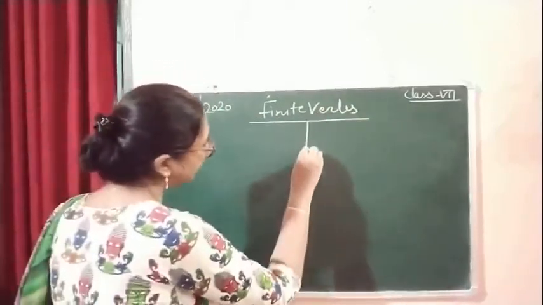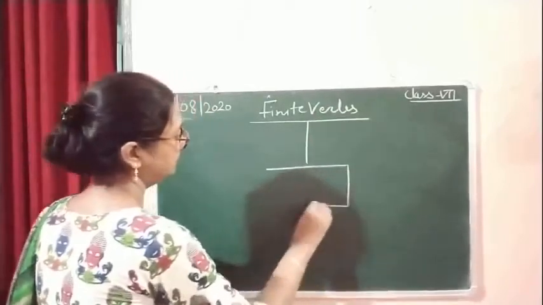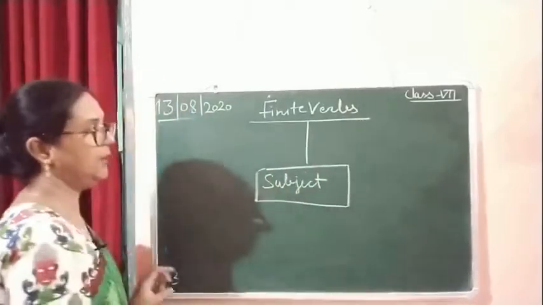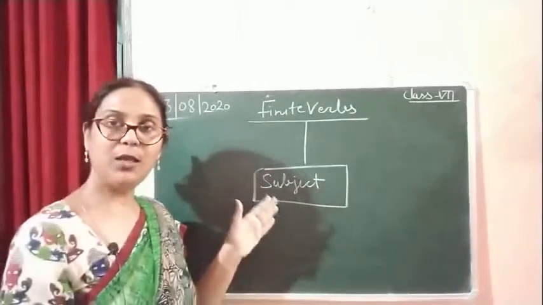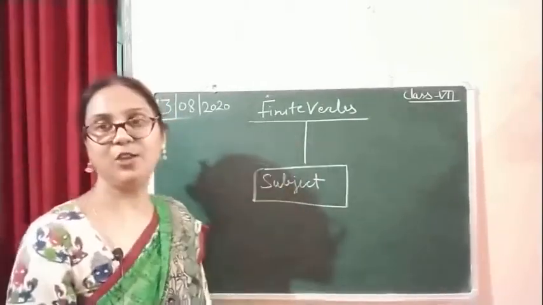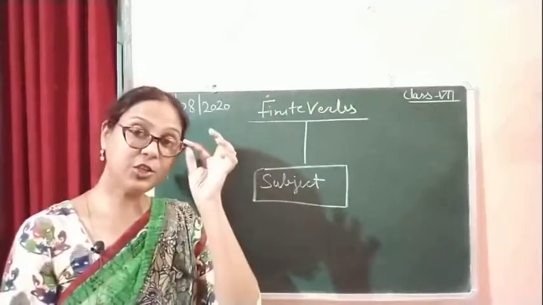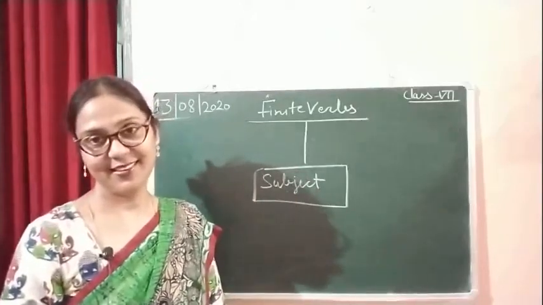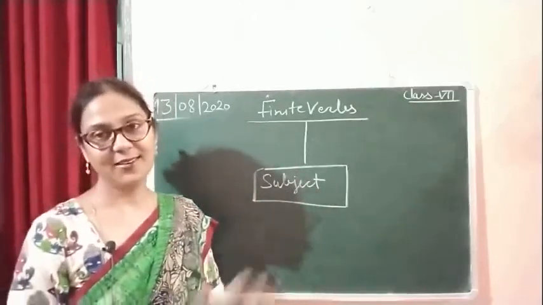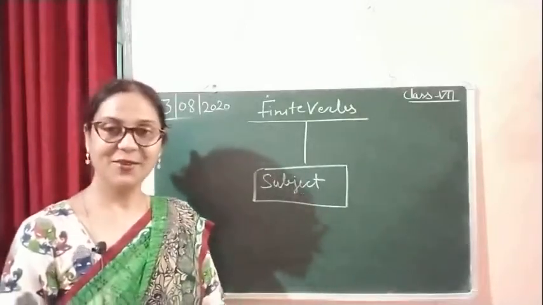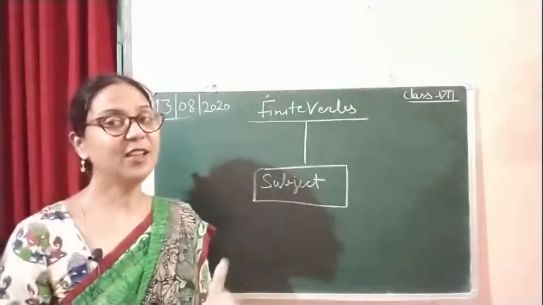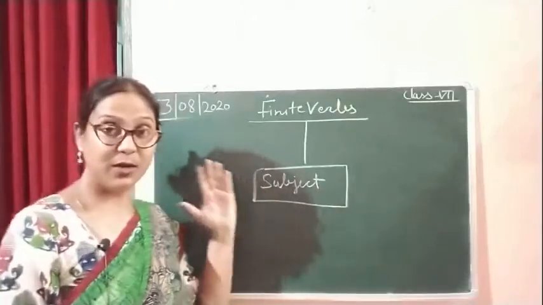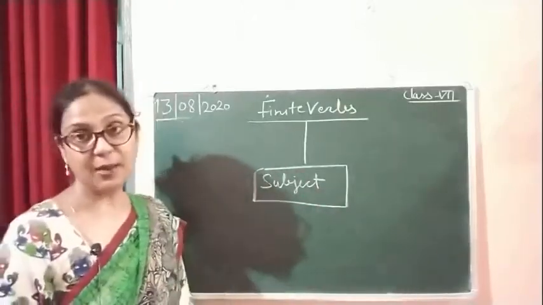It is directly connected to the subject, or you can say it's an agreement between the verb and subject. A verb which can transform itself according to the subject is called a finite verb. But it has some limitations, or you can say some parameters. According to these parameters, the verbs can be changed.